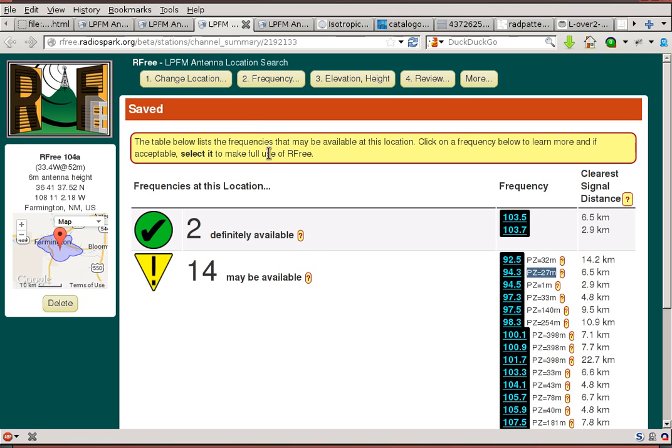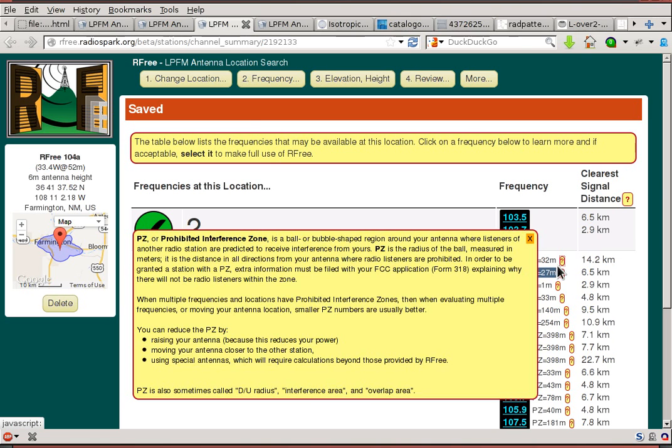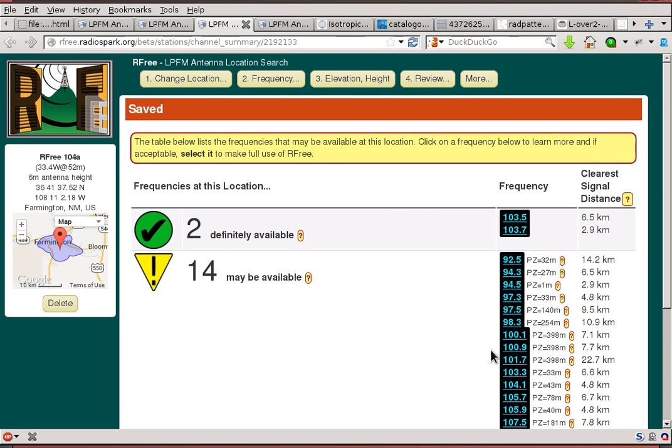The other way, option 3, using special antennas. How does that work? Well, the first thing you need to know is that it's a highly expert calculation that you're going to need. You're going to need information from the antenna manufacturer and things like that, and it's beyond what RFree can do. But let's give a look and see what's happening.